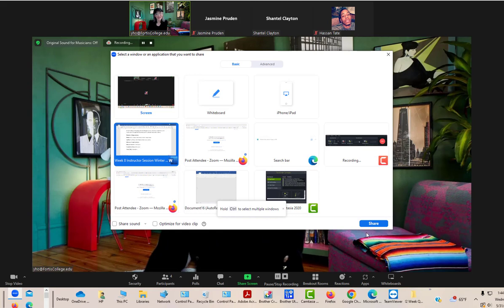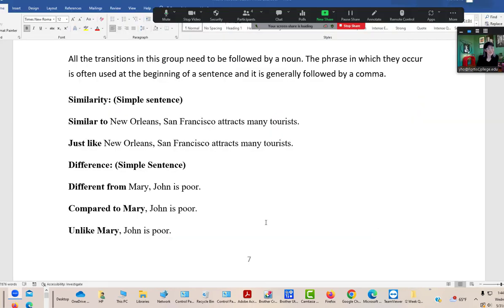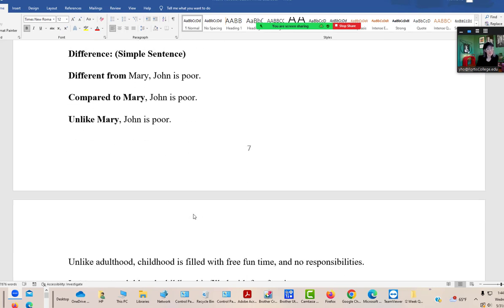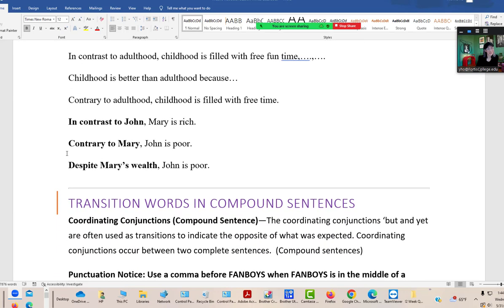So childhood, unlike adulthood, everybody does everything for you. So that's basically different from childhood. Everybody does everything for you, or something like that. And so adulthood is different from childhood. Adulthood is filled with responsibilities. So that way you don't have to say better than or worse than. So you could memorize that. You could say, in contrast to childhood, adulthood is filled with responsibilities. Contrary to adulthood, childhood is so much better. I had so much more fun when I was a kid.